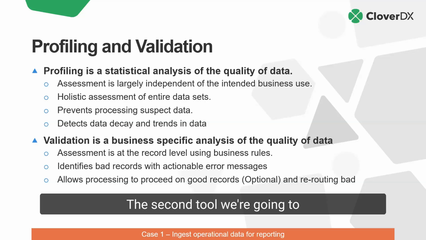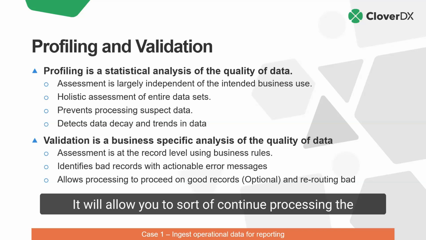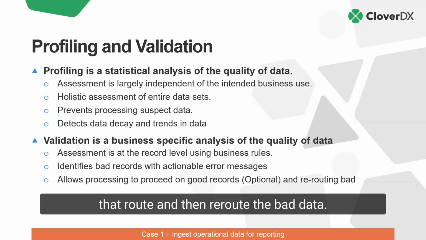The second tool we're going to take a look at is validation. Now, validation is a business-specific analysis of the data quality. So you can imagine that this is at the record level using business rules, and it'll allow you to identify bad records and get actionable error messages. It'll allow you to continue processing the good records if you want to go down that route, and then reroute the bad data.